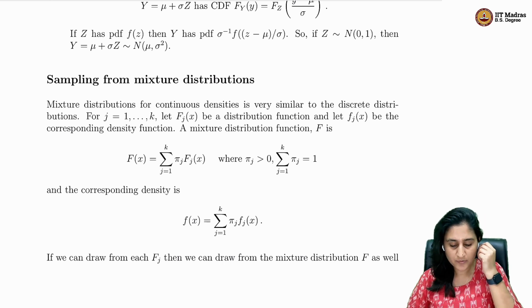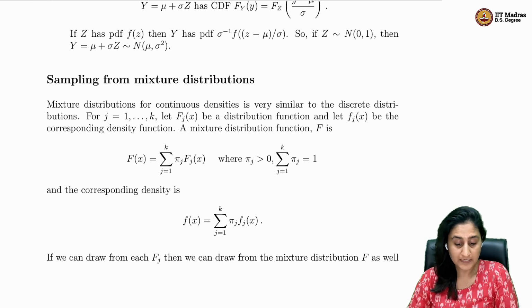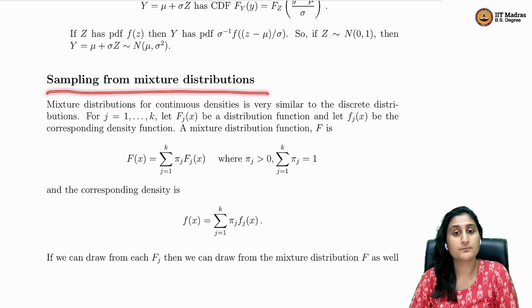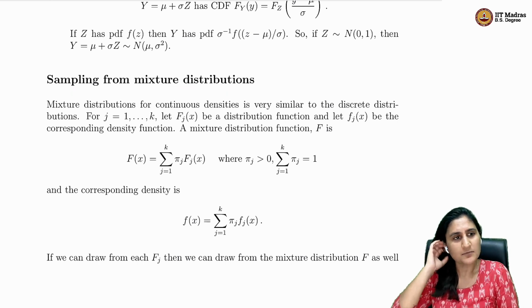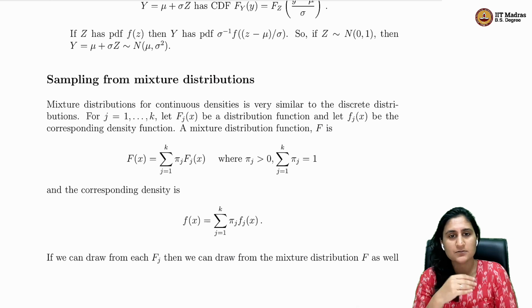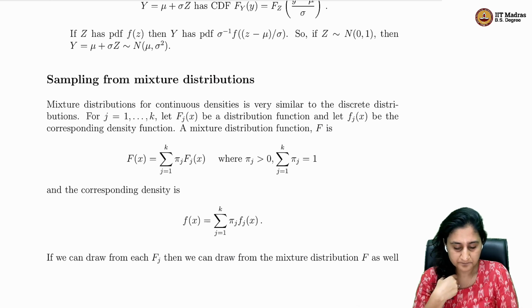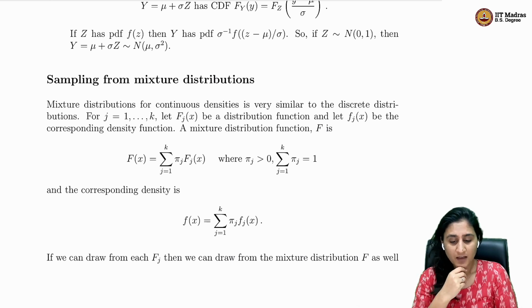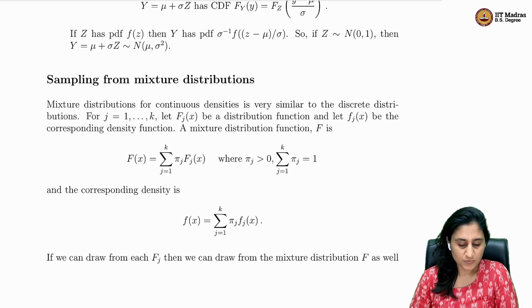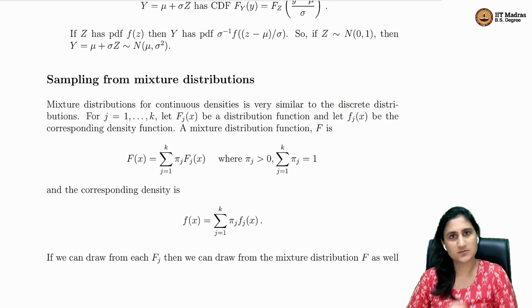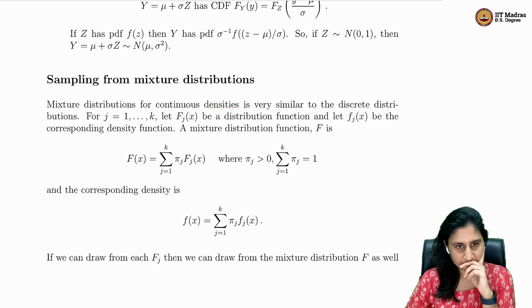Okay. So now the next thing we're going to learn about is sampling from mixture distributions. Something we've done a little bit in the discrete case using composition. And we're going to do this again in a slightly different way, because we're going to do it for continuous random variables as well. So composition and mixture distributions for continuous densities are very similar to the discrete distributions that we've done previously.